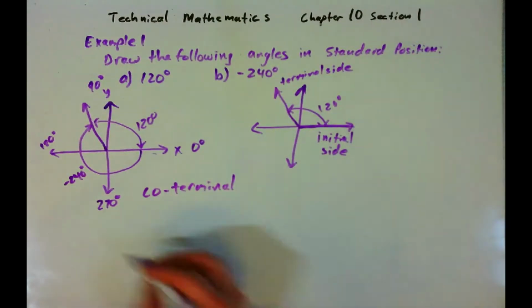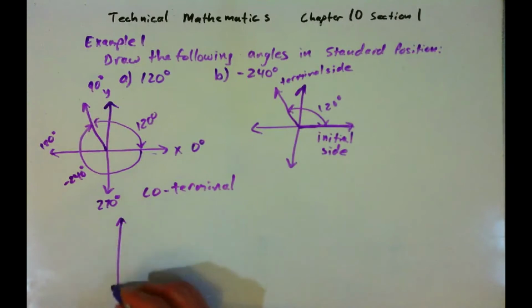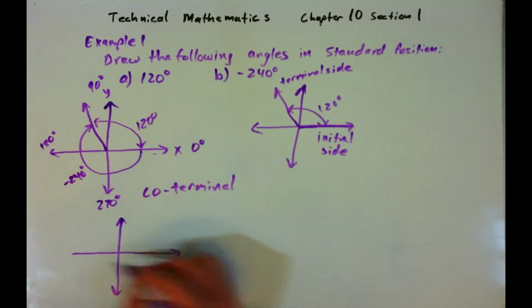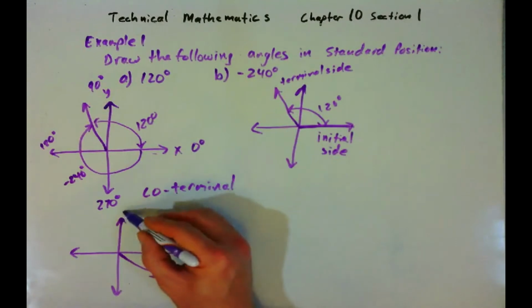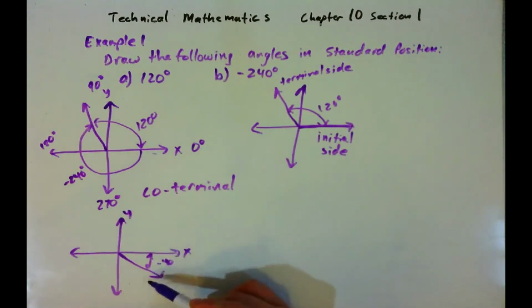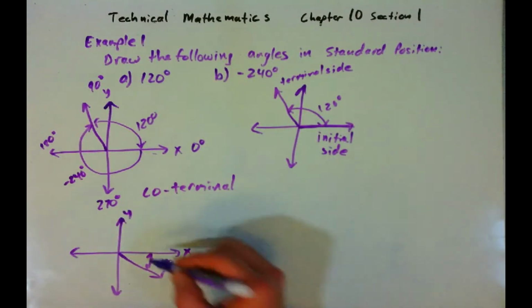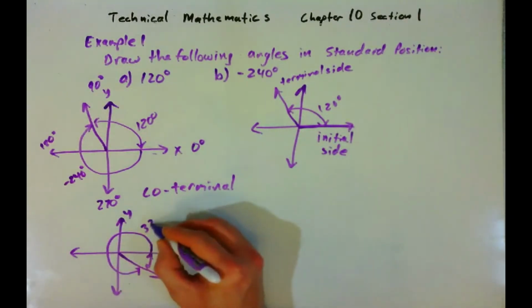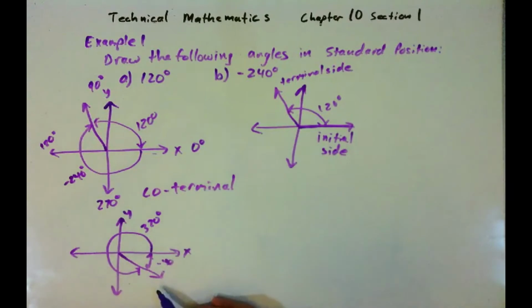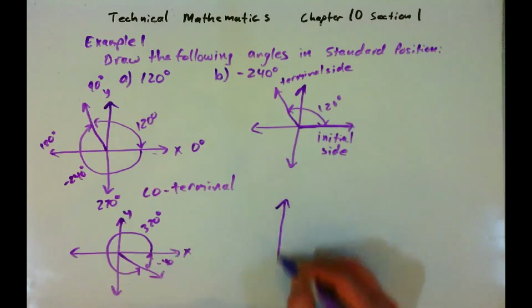Let me give you some more examples. So for example, negative 40 degrees, which started at the positive x-axis and rotated clockwise because it's a negative angle. Negative 40 degrees and positive 320, they are coterminal because they share a terminal side. Let me give you one more example.